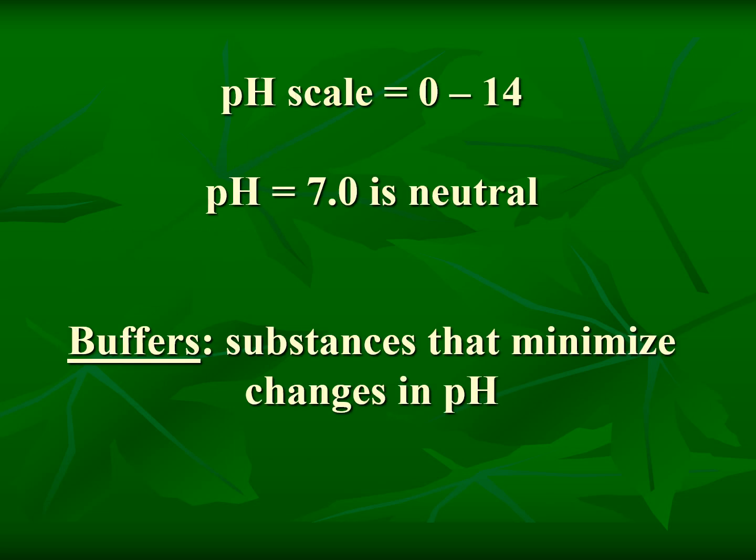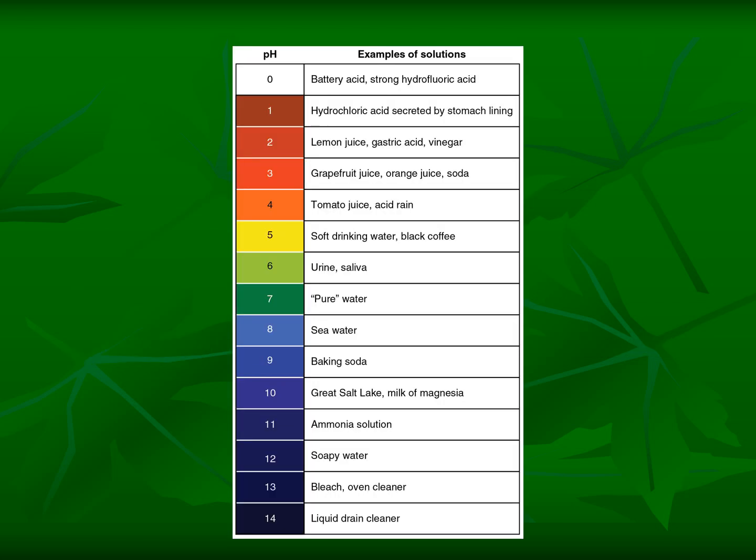Your pH scale is a scale that goes from 0 to 14. 7 is neutral. Buffers are substances that, when a solution has a buffer in it, you can add either an acid or a base, and that buffer is going to help minimize any change in the pH. It prevents it from altering. It'll change a little bit, but not drastically.